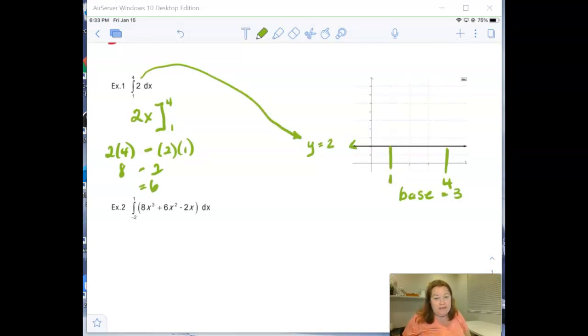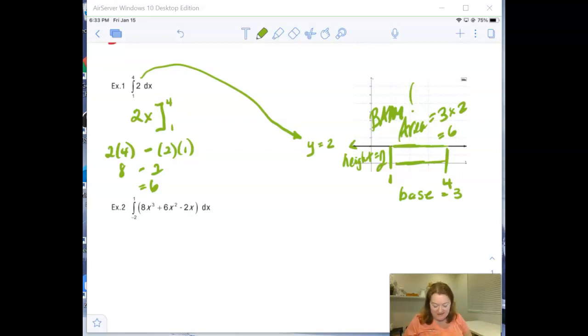So if we know that the area is base times height, and I already know the base is 3, height is the same the whole time. The height is always from the curvy curve to the x-axis. So in this case, we have a height of 2. And guess what? Bam. Okay, the area then is the base of 3 times the height of 2, which is 6. And we found it using calculus, and we found it using graphing areas.